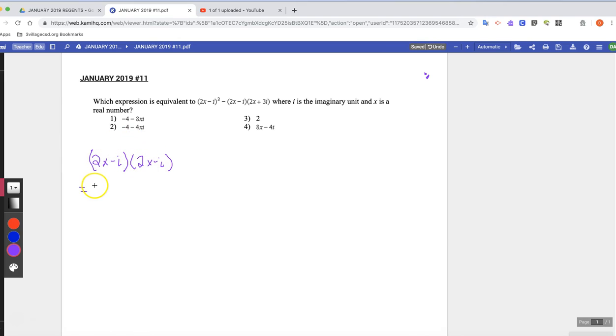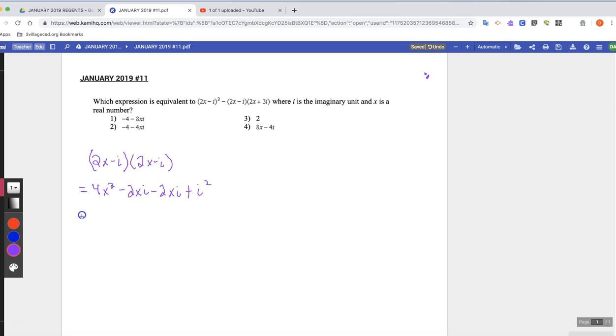So 2x times 2x would give us 4x squared. 2x times minus i would give us minus 2xi. Minus i times 2x would also give us minus 2xi. And minus i times minus i would give us plus i squared.